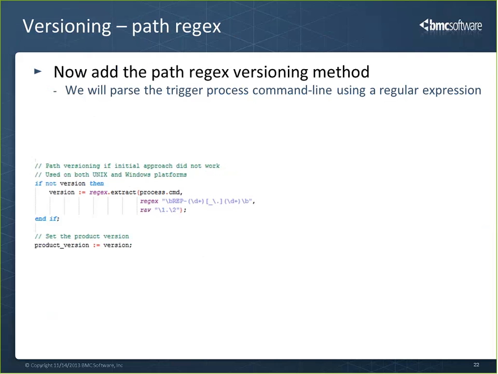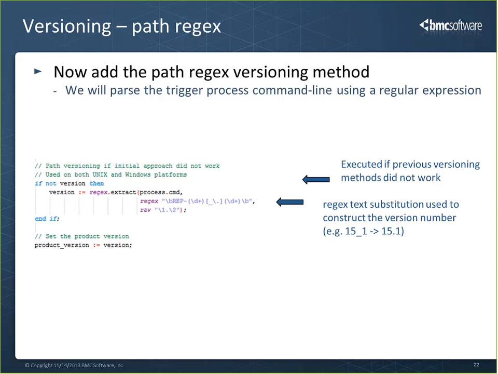Now, since it is good practice to have more than one versioning approach, we should also add path regular expression versioning as a fallback method. We will parse the information from the trigger process command line using a regular expression in the registry extract function. Now, we should, of course, only execute this code if previous versioning methods did not work. If we have already obtained the version information, there's no point executing this code.